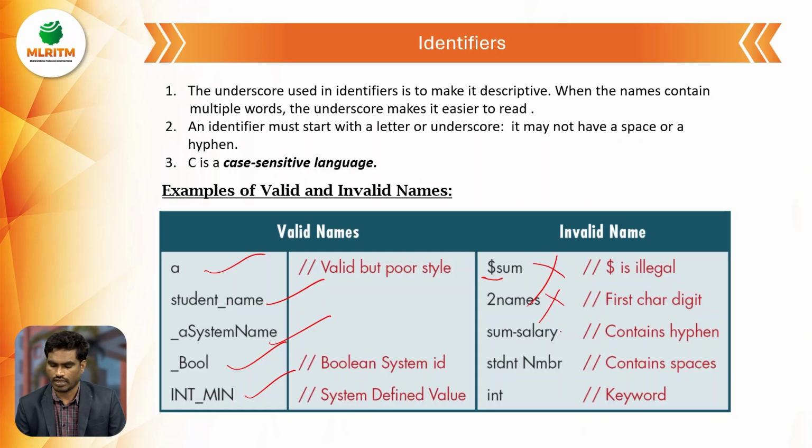Next, a hyphen. It is also not a valid identifier. Here, the hyphen is a special character. Special characters are not used in an identifier name. Next, space is also not allowed in an identifier name. Next, a keyword also cannot be used as an identifier name. Okay, a keyword also cannot be used as an identifier name.